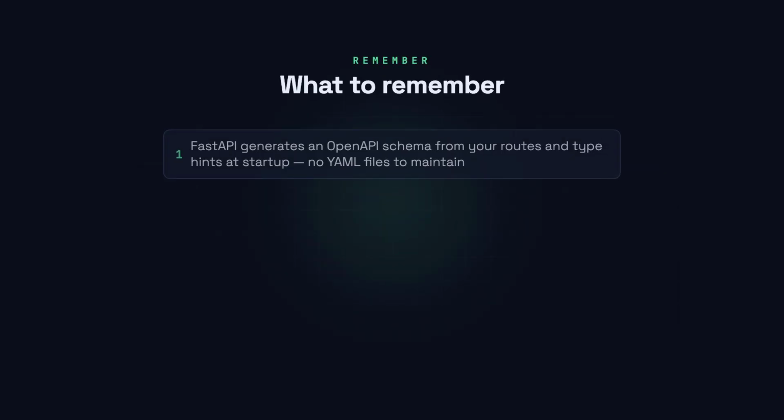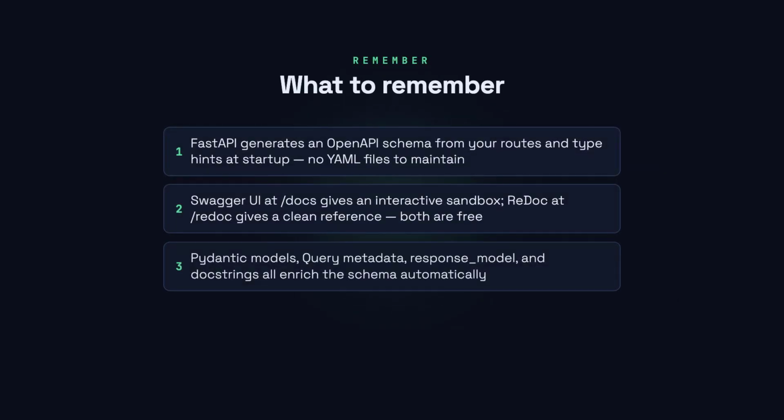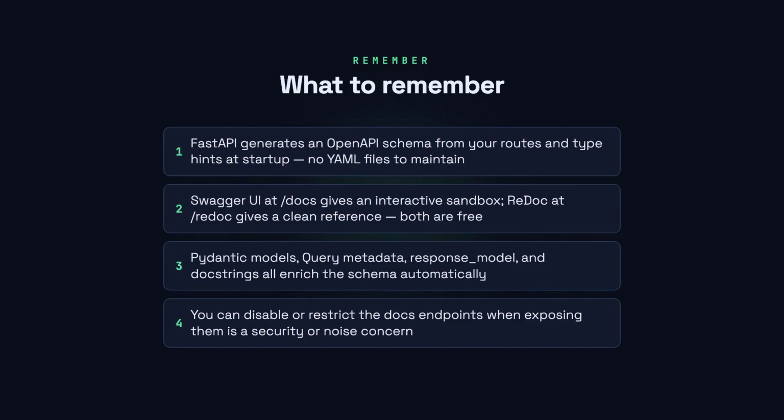To recap, FastAPI eliminates the gap between code and documentation by generating the OpenAPI schema directly from your Python types. Swagger UI and ReDoc are served automatically with no configuration. The richer your type hints and Pydantic models, the richer the docs. And when you do not want the docs exposed, in production or for sensitive services, you can turn them off with a single constructor argument.